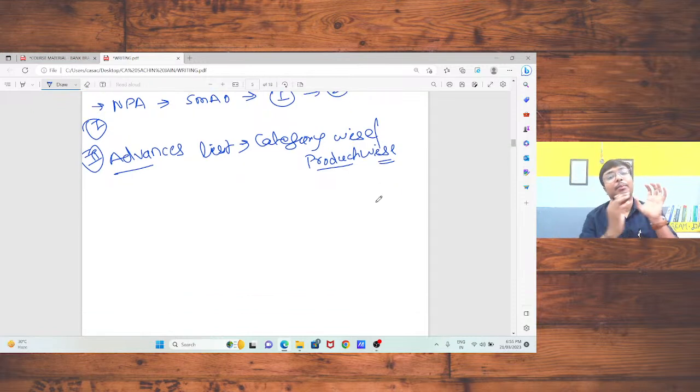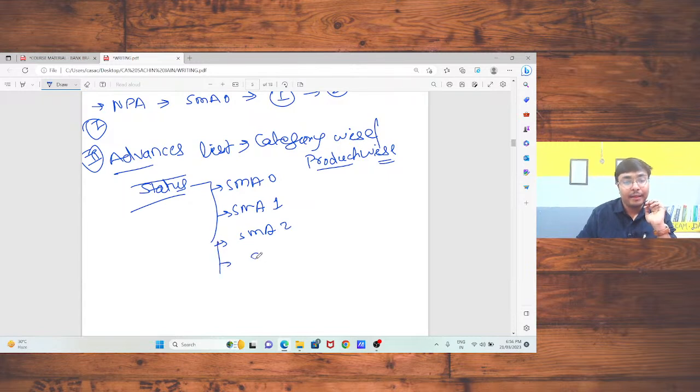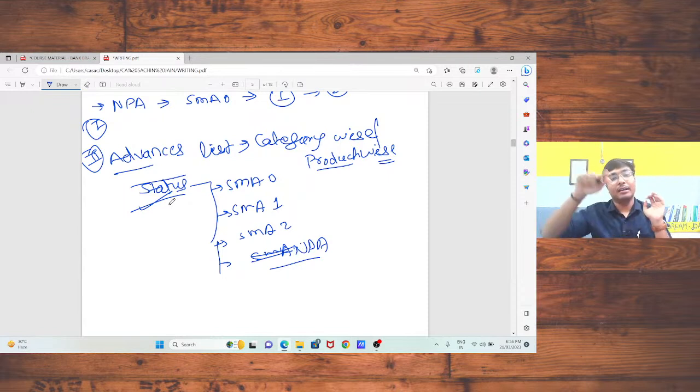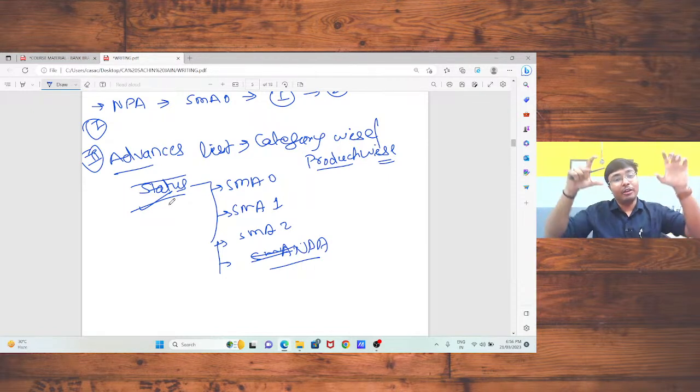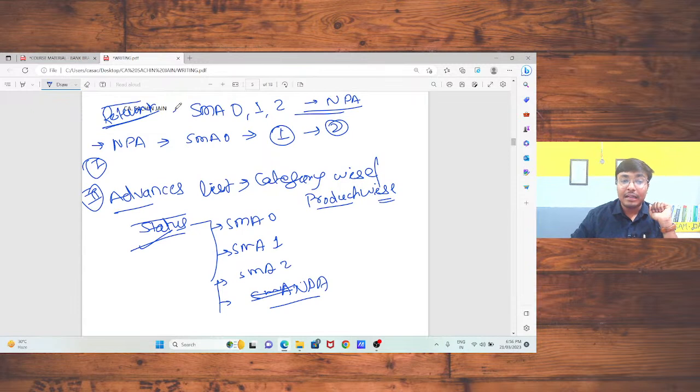When you demand the report category wise or product wise, you will find one more tab in that report, that is status. In that status tab you will find SMA 0, SMA 1, SMA 2, NPA. Just make a filter on that status tab. By filtering, select SMA 0 and you will find all those accounts which are under SMA 0. Then compare the same with the SMA 0 report which is generated by the CBS software.